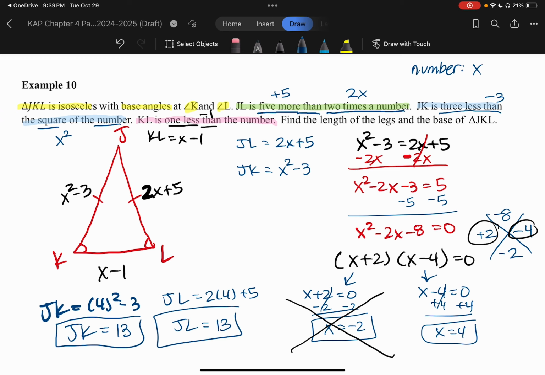And then lastly, if I look at KL, KL is represented by x minus 1. Well, x is 4, so 4 minus 1 tells us KL is equal to 3. So that represents all 3 sides of our isosceles triangle, which was asked in the question at the very end. Find the length of the legs and the base. We've done that, and that'll be the end of our notes.